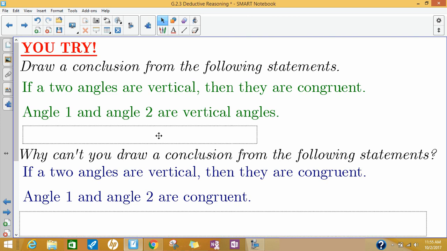So pause here and give these two a try. It's probably not necessary to write all this down, but it is necessary to write down your answer.